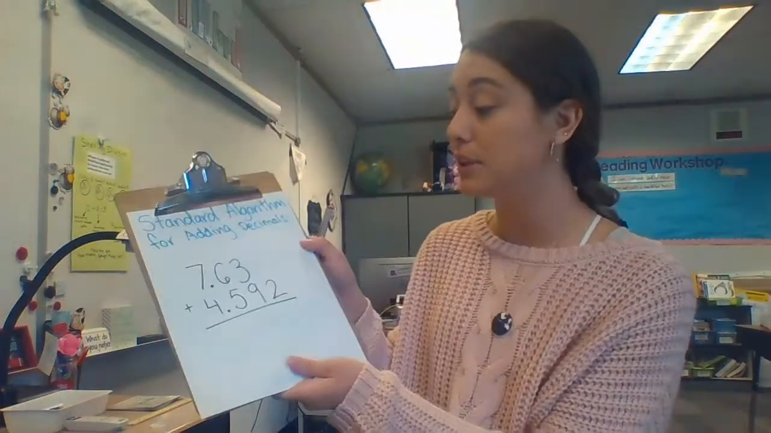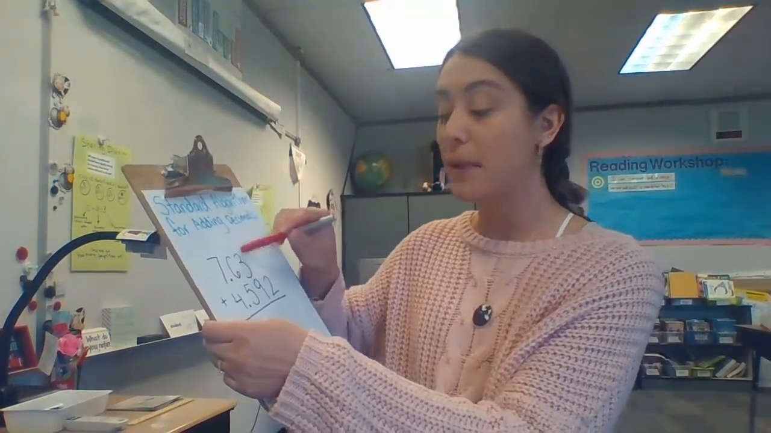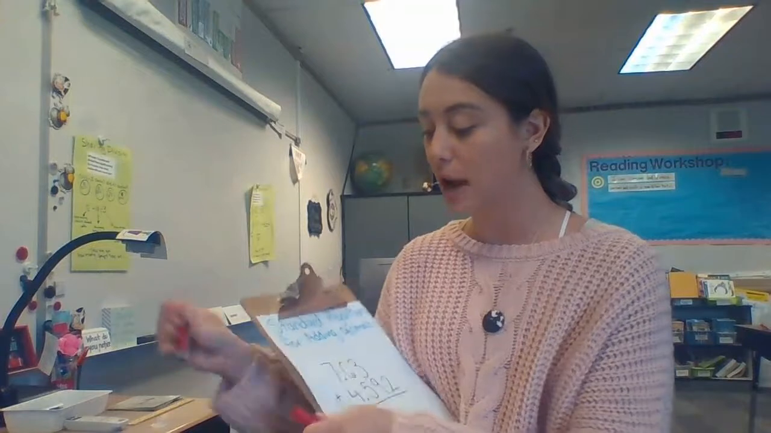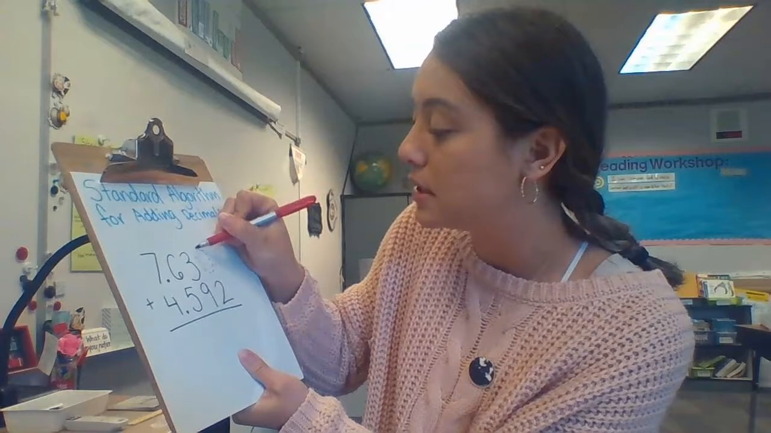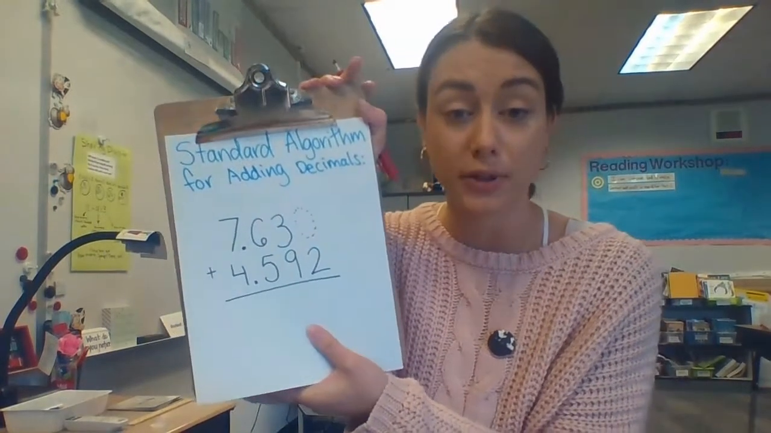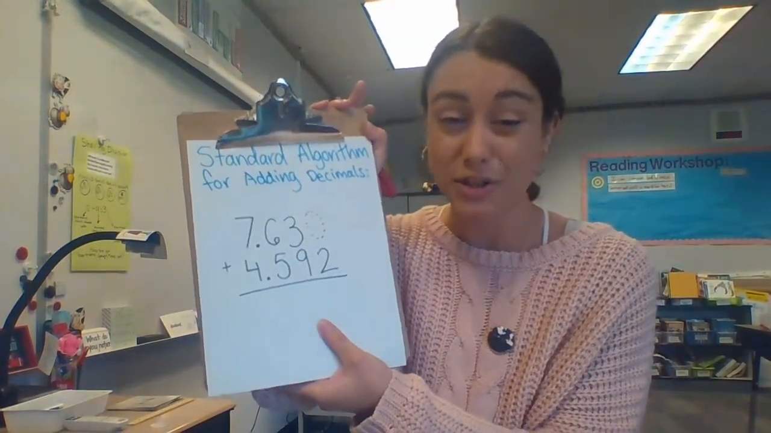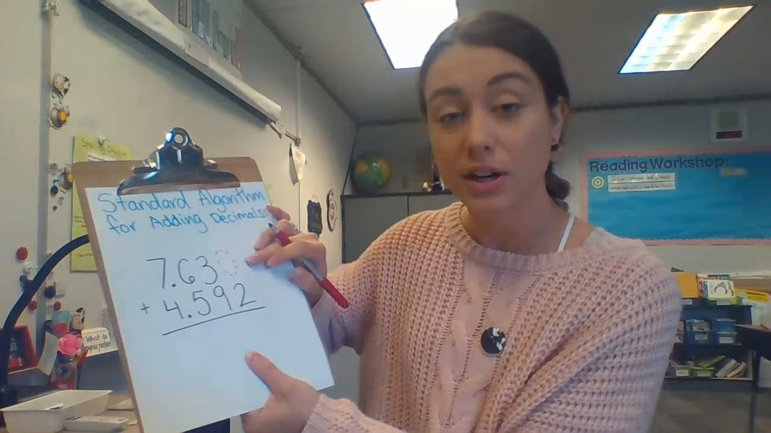Something that can be helpful with this is to put an imaginary 0 here. You can put a 0 after these numbers and it won't change the value of the number at all. So I can put like a dotted 0 to be a place filler to help me when I'm adding to know what to do. So let's start adding.